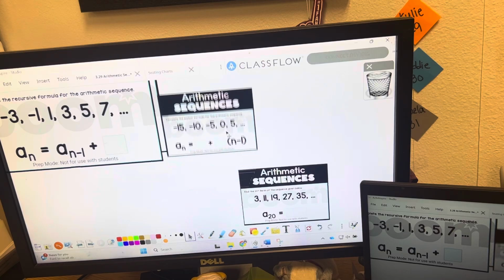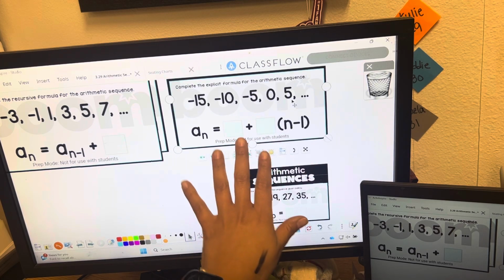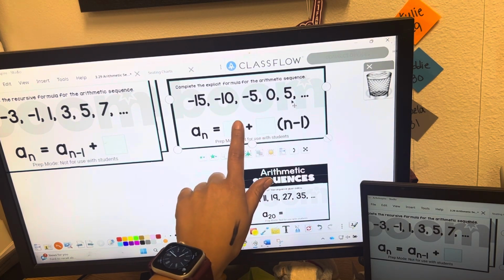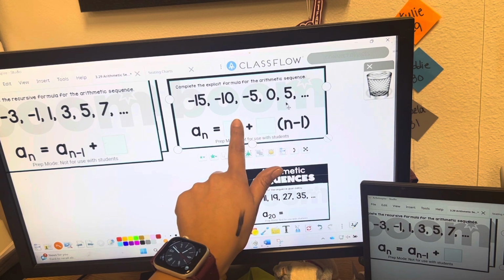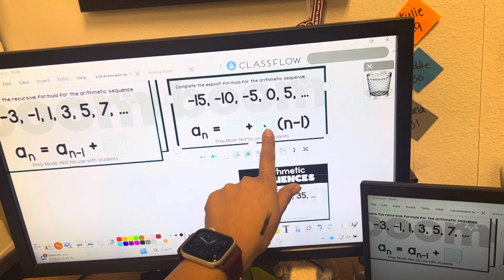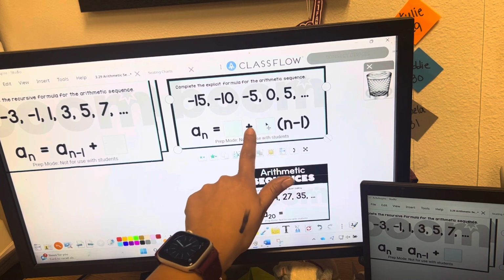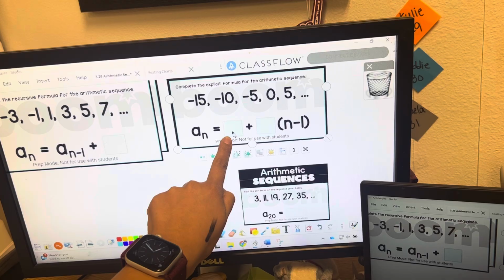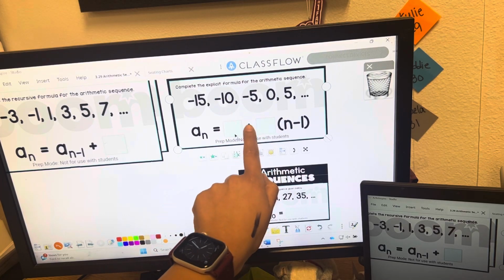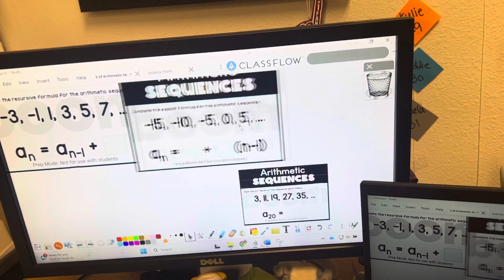All right. And then the next type is that new formula that we talked about. So your first term, this is the question that stumps people every single year. Your first term goes in this box. The second is your difference. What are you adding or subtracting by? So like this one would be negative 15 in this box and then plus 5 in the second box, okay?